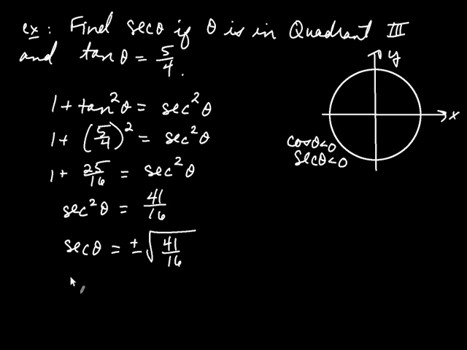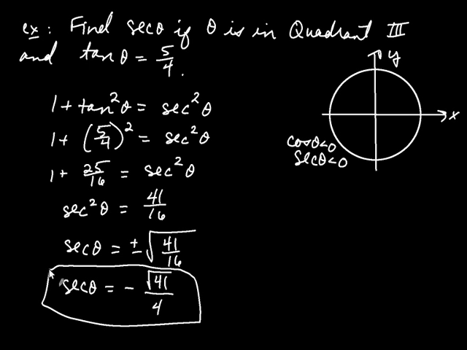Okay, so I'm going to choose the negative, and I get secant theta is equal to the negative of, well, I'm going to take the square root of the numerator and denominator separately, and I'm going to get the square root of 41, but then the square root of 16, of course, is just 4. So this would be my answer. I have no idea what the angle is, but I know that secant of that angle is equal to this, given that information.